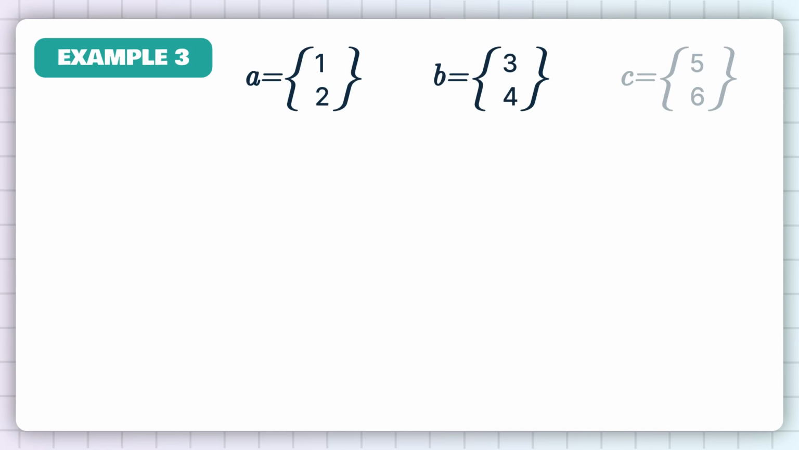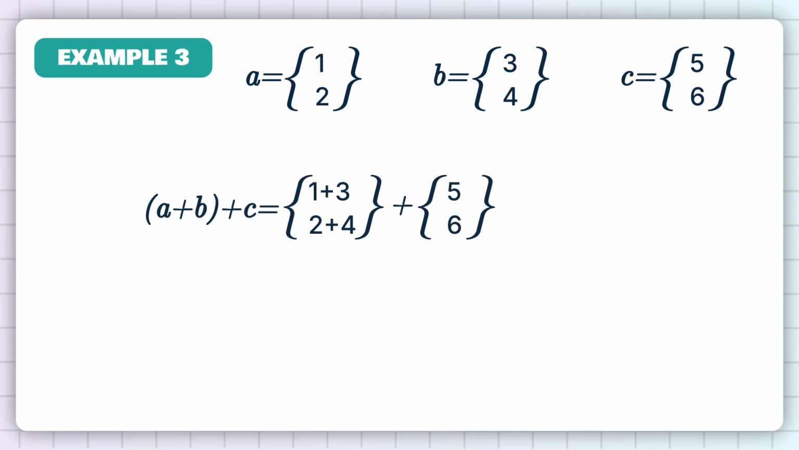Let's look at an example of the associative property using the following vectors. a equals 1 over 2, b equals 3 over 4, and c equals 5 over 6. If we wanted to calculate a plus b plus c, we would add 1 and 3 before adding 5 to give our overall top number. We would then add 2 and 4 before adding 6 to find our bottom number. This would give an overall answer of a plus b plus c equals 9 over 12.